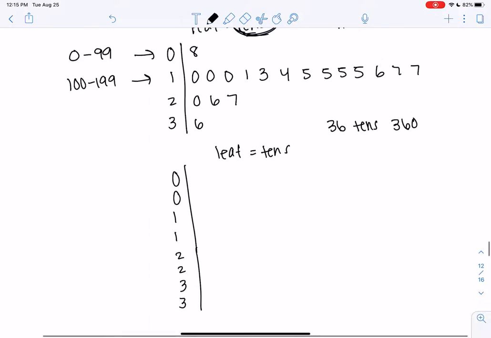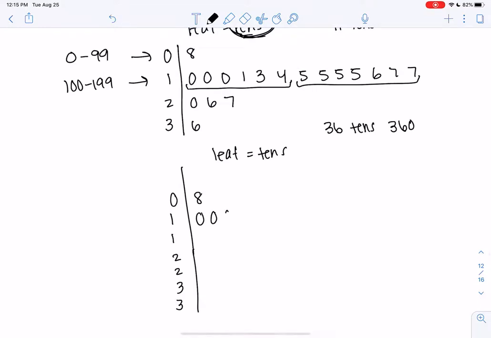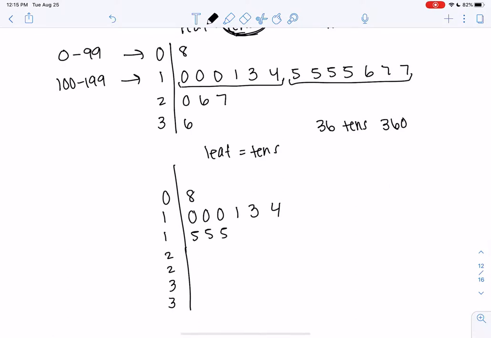So we don't have any 0 through 4s for the zeros, so we'll jump to 8, and that means we can skip the first row. So for the 1s, 1 through 4, 0 through 4, 5 through 9, so we're just splitting that up. So we have 0, 0, 0, 1, 3, 4, 5, 5, 5, 5, 6, 7, 7. So again, right, this isn't 15, this is 15 tens, which is 150. It's kind of weird, I know.